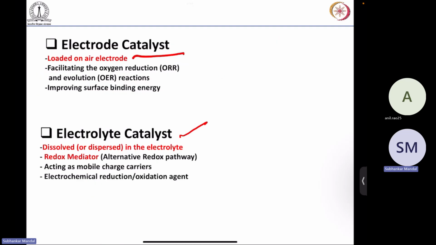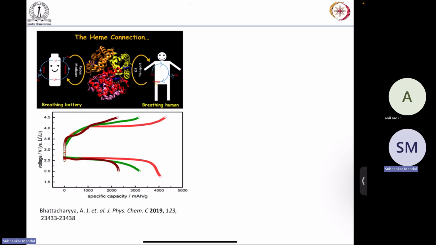Some examples I can show. This is one of the nice examples, which one of my colleagues has done. Basically, we used heme protein as a redox mediator, or electrolyte catalyst, in a metal air battery, basically a lithium air battery. The idea is that we know hemoglobin from school time, which is known as an oxygen carrier, right? Meaning when you are breathing in or breathing out.